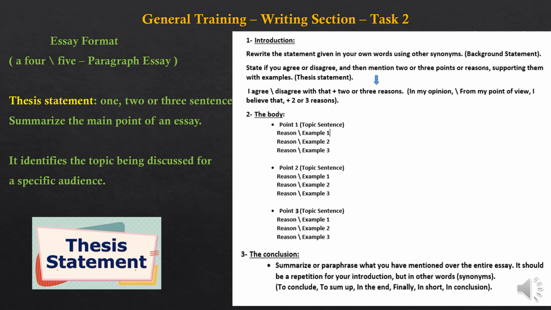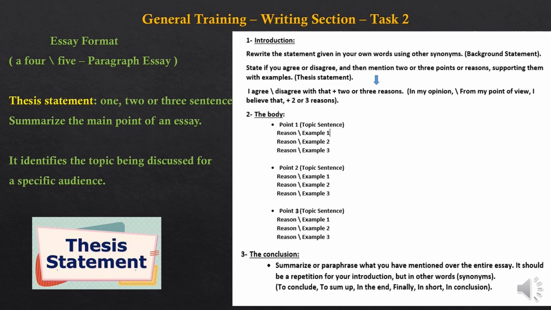Moving on to the second part of an essay, which is the body. And the body should consist of 2 or 3 paragraphs discussing the 2 or 3 points you have mentioned in your thesis. For example, the first paragraph should start with point number 1, which will be the topic sentence of the first paragraph, and after that you need to support point number 1 with 3 reasons or examples.